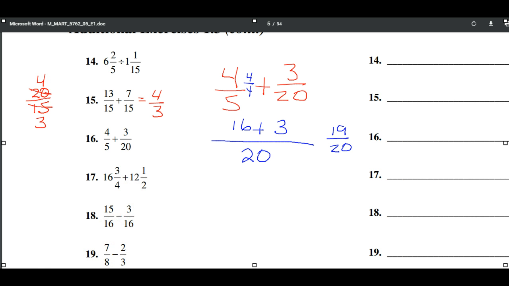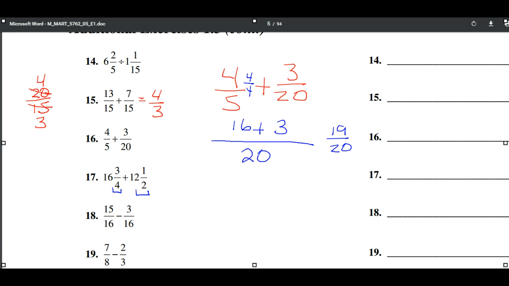These others are done in a similar way. This one, again, I would separate, add your fractions first, convert it to a mixed number, and then add that whole number, which there will be one, to the 16 and the 12.